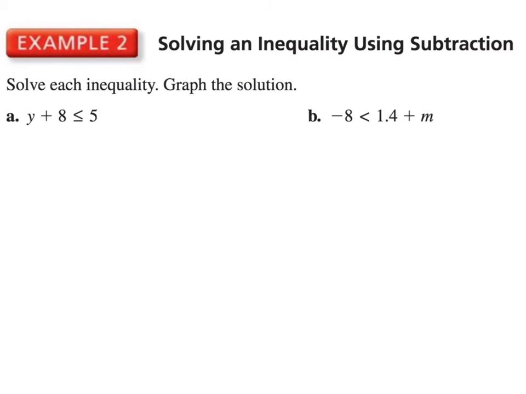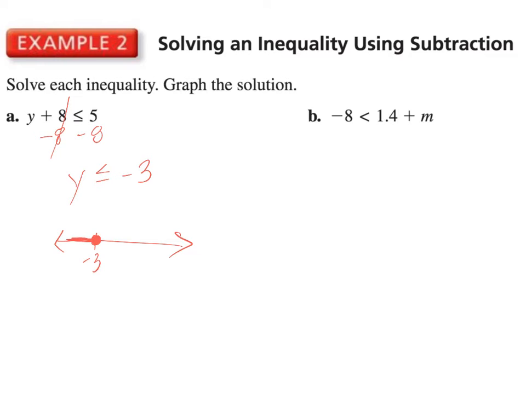Going on to the next example. Solve each inequality, graph the solution. We have to isolate the variable. Here I'm going to subtract 8. I get y is less than or equal to negative 3. And then they asked me to graph the solution. You have a ruler, so make lines nicer than mine. And we have negative 3, and it's less than or equal to. So since it's equal to, solid dot, and it's less than, I'm going to the left.